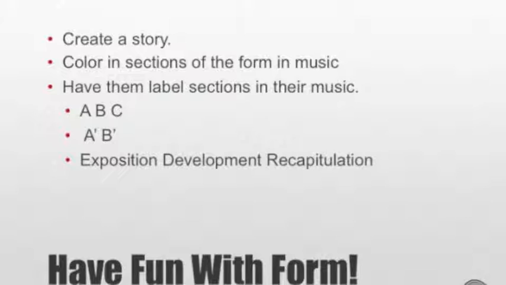You can also have the students color in the different sections of the form in the music that you either play for them or in the music that they already have. So you could make copies of that music and have them use different colors for each different section. You can also, of course, have them label the sections as they're listening to their music, especially when this comes around the first time and they are being introduced to a new song. You can just have them title it.